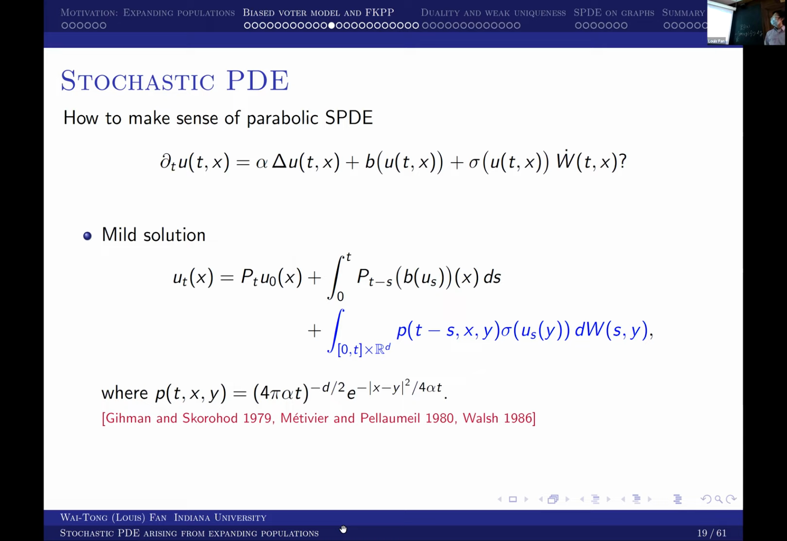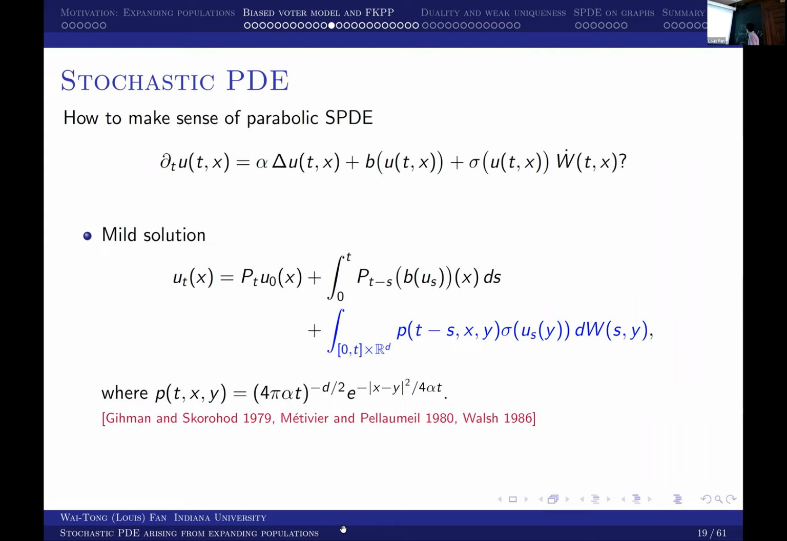So here maybe I should mention the trouble. In one dimension, we know this little p is of the order 1 over square root t. This is going to be a constant times square root t, in one dimension.